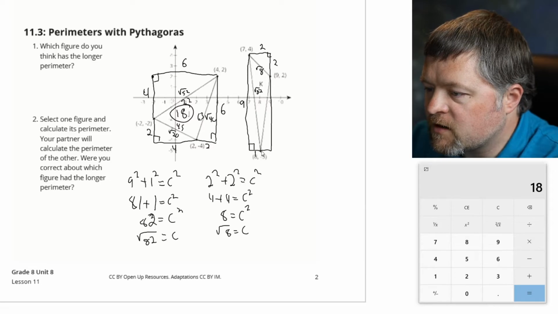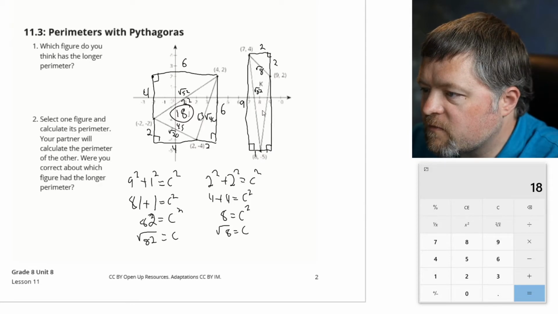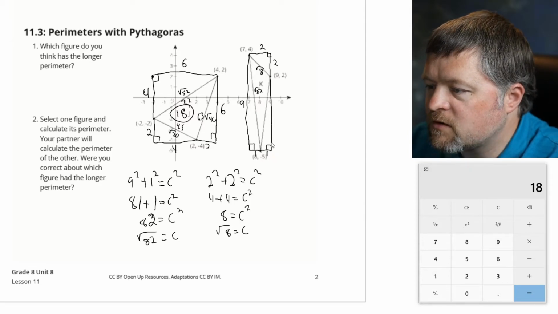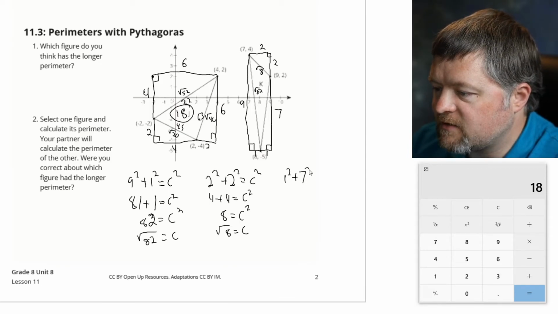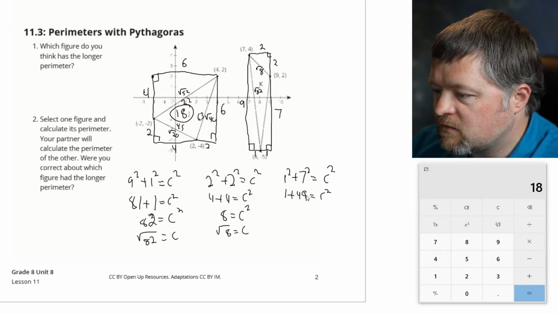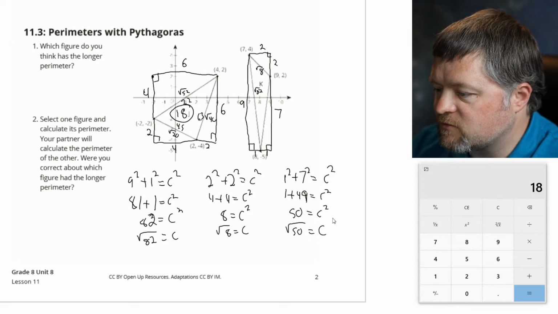One more over here. This right triangle goes from 8 to 9, so this side is 1. This goes from -5 to 2, so that is 7 units. So 1 squared plus 7 squared equals c squared. 1 plus 49 equals c squared. So that's 50 is equal to c squared. So the square root of 50 is equal to c.